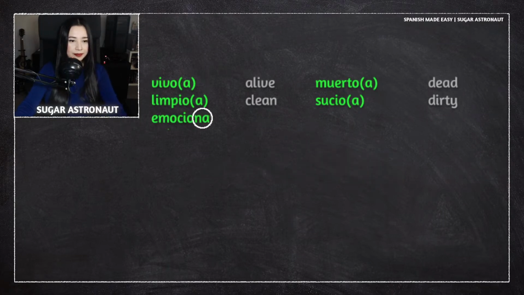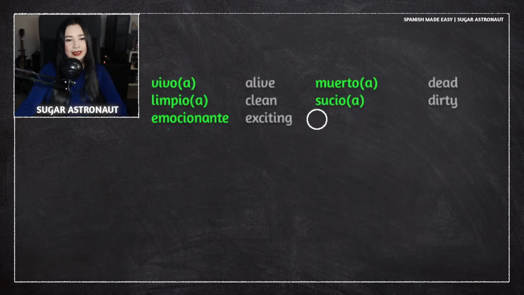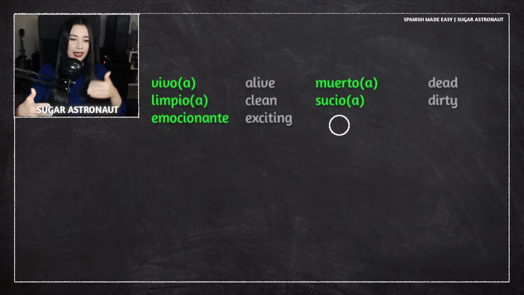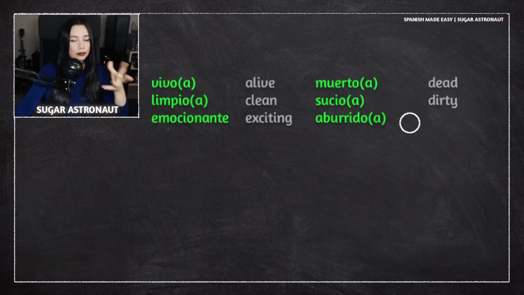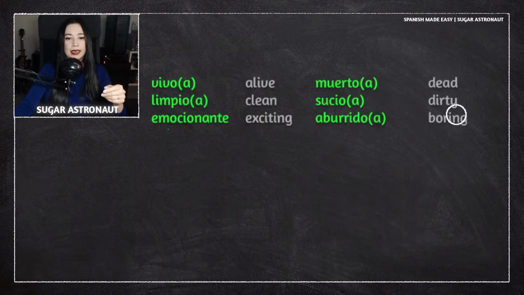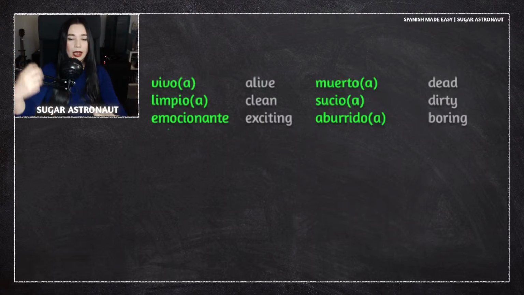The next one. Emocionante. Emocionante means exciting. Something exciting. And it doesn't change. The only thing you can do, if you have a plural noun, is add the letter S to this word, emocionantes. So that means exciting. Aburrido is the opposite, or aburrida. It can be feminine, also plural, aburridos, aburridas, and that means boring. Emocionante, aburrido, exciting, boring.